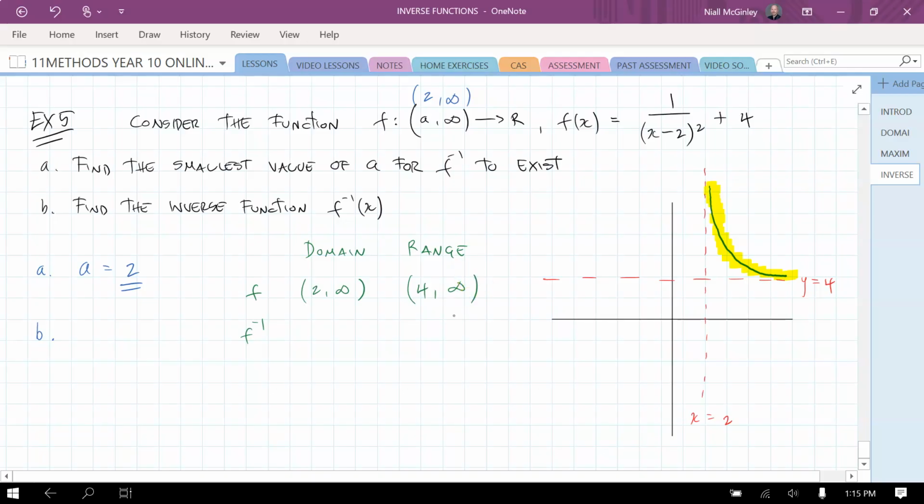So therefore, we can see that the domain of the inverse is going to be the range of the original. So they are going to swap. Domain and range here, they swap.